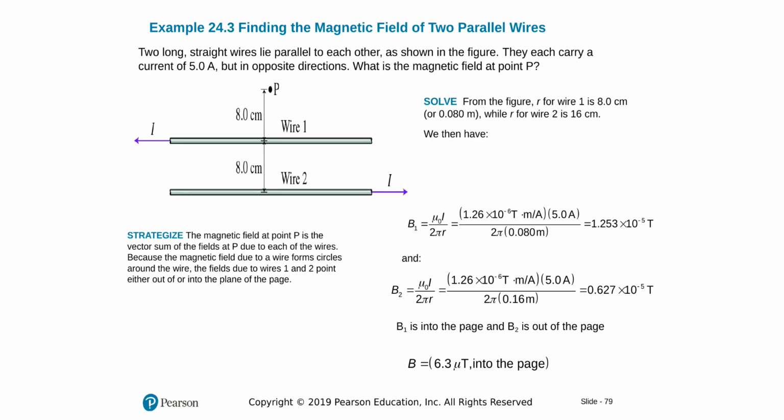This question here is solved for you. I'll go over it quickly. We have two wires here. Currents are equal to each other and each carry a 5 ampere current.